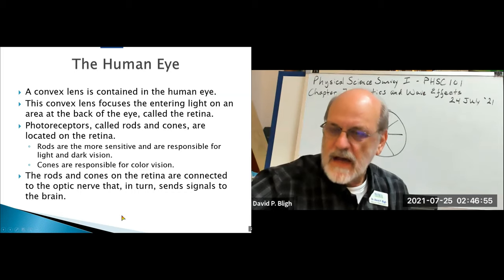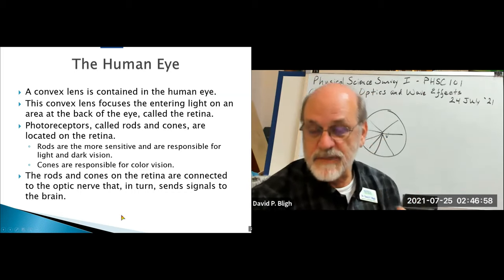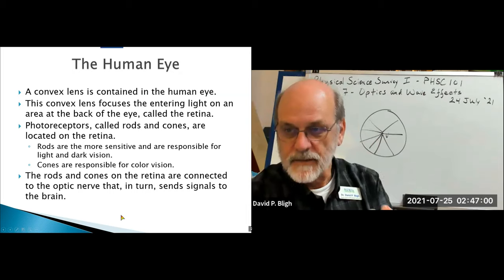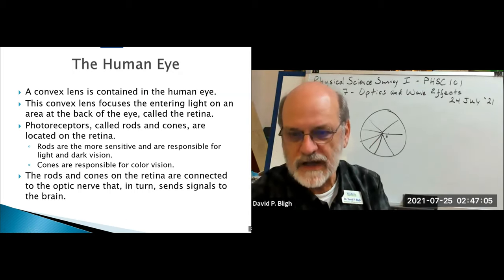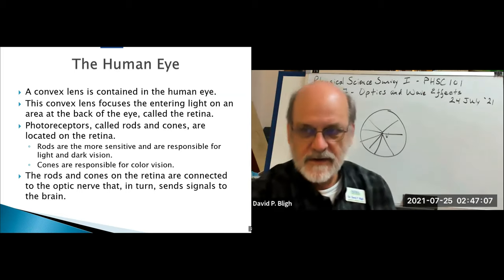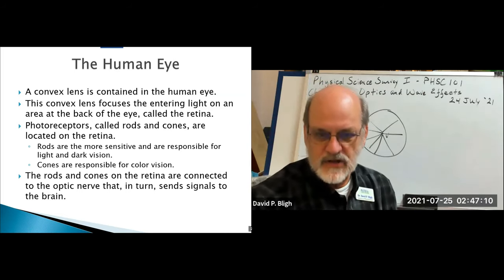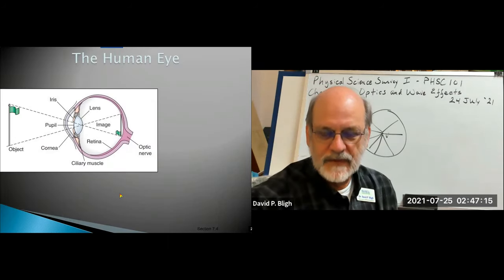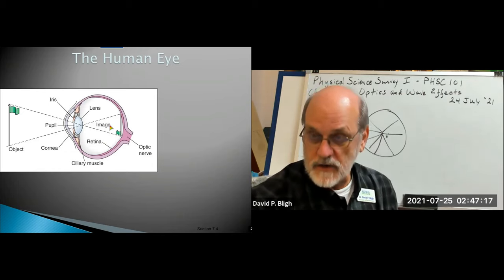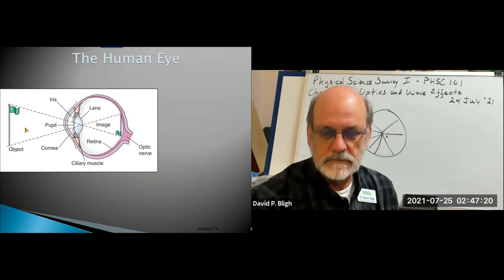Okay, the light that impinges upon these cells produces an electrical impulse, and that impulse is sent through the optic nerve to the brain, and the brain interprets that signal as an image. Okay, so the image is going to be inverted on the retina.